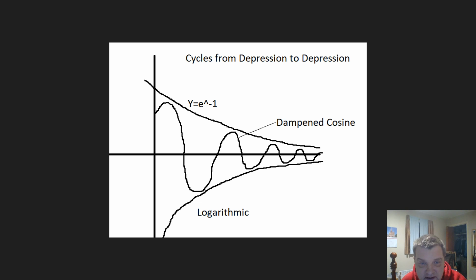There's your dampened cosine curve. It starts out, gets higher, and then it drops down. And then it recovers after adjustments are made, and it recovers. And eventually it peters out to nothing. That's your exponential curve. That's in a logarithmic shape.